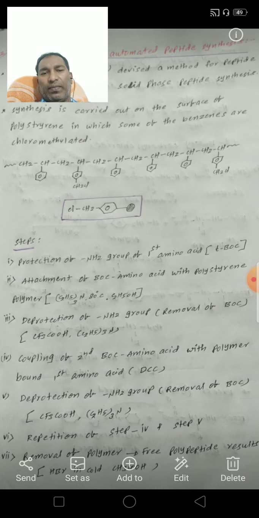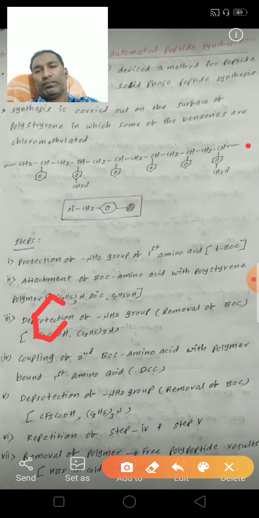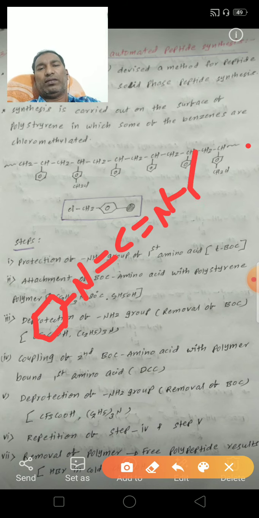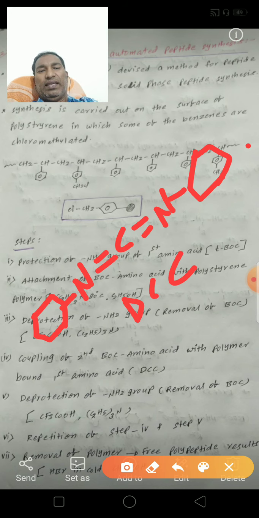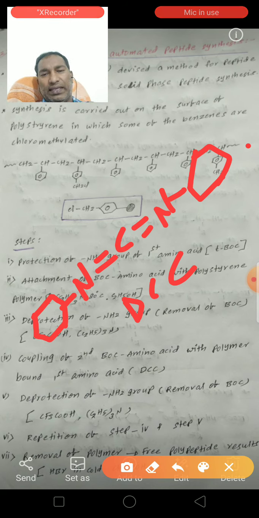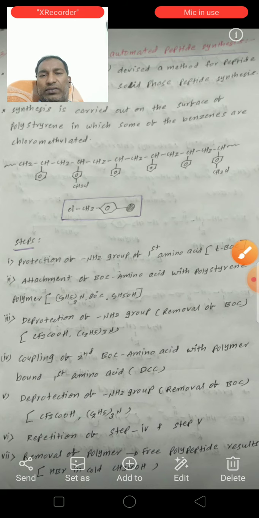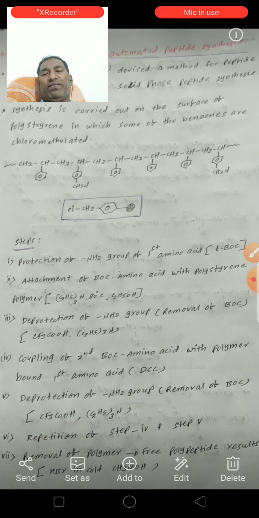See here the structure of DCC: N double bond C double bond N, like that. This is the DCC, dicyclohexyl carbodiimide. So this is the coupling of the second BOC amino acid with polymer-bound first amino acid in the presence of DCC.